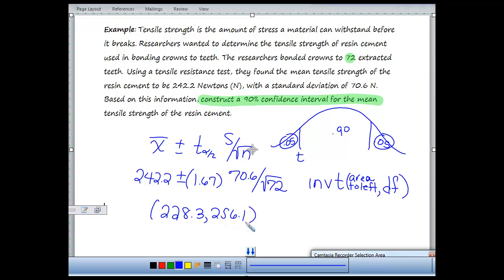So I showed you how to find the t-value. Sometimes we do need to know how to get that t-value, and again, it's important to know the syntax for inverse t. It's the area to the left and the degrees of freedom. Now, the calculator has built into it the entire function that will allow you to find the confidence interval. So let's take a look at that as well.